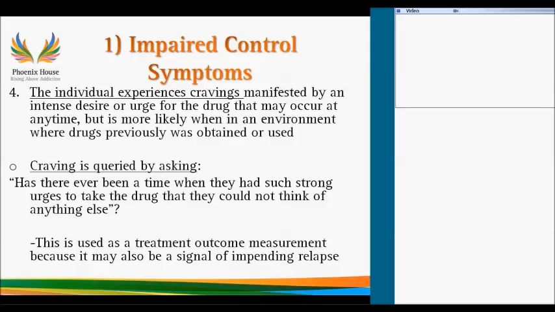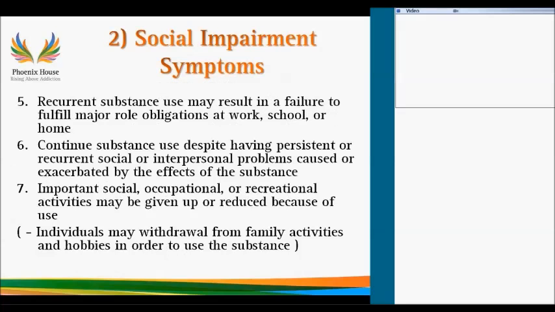In the DSM, under this criterion, it actually gives you an example of how to ask about this question. Out of the DSM-5, it says, has there ever been a time when the person has had such strong urges to take the drug that they could not think of anything else? That would really qualify the person as having craving issues. So these 4 are under the idea of impaired control.